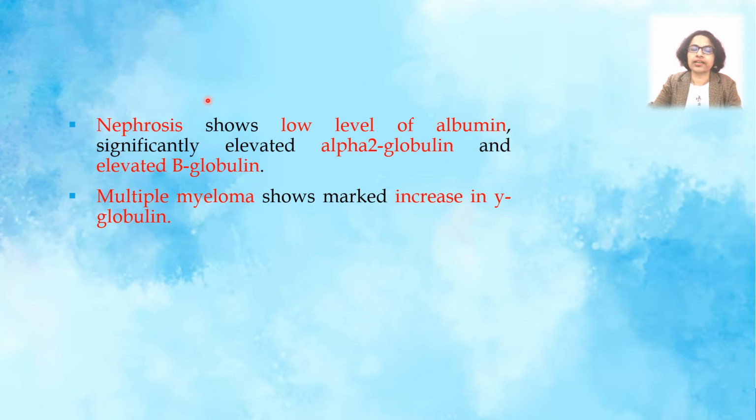Now you understood this. Based on the condition, we can detect the abnormal electrophoretic patterns. In the nephrosis condition, what will happen? Nephrosis is a kidney abnormality which shows a low level of albumin, significantly elevated alpha 2 globulin and elevated beta globulin. And another condition is multiple myeloma. Multiple myeloma shows a marked increase in gamma globulin.